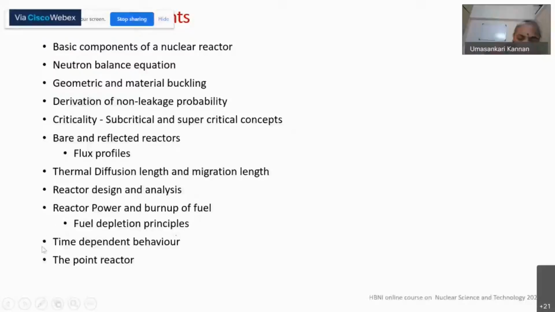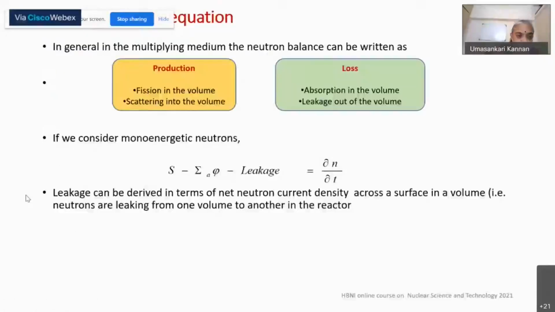I will briefly touch upon some time-dependent behavior, in order for you to appreciate that in a reactor we don't always have a dynamic equilibrium. There could be some deviations from the steady state conditions.